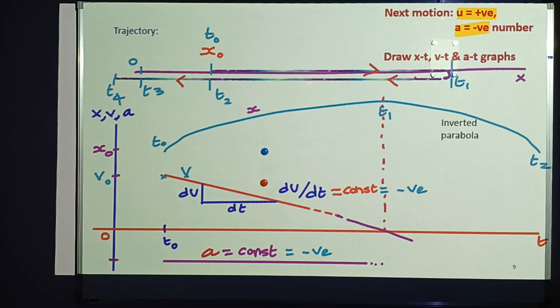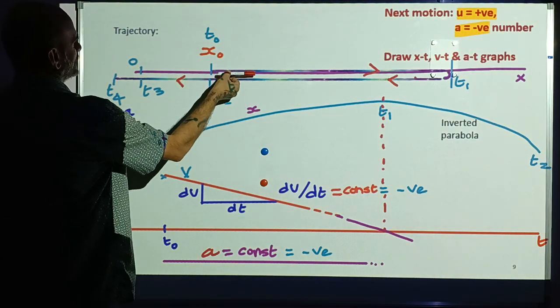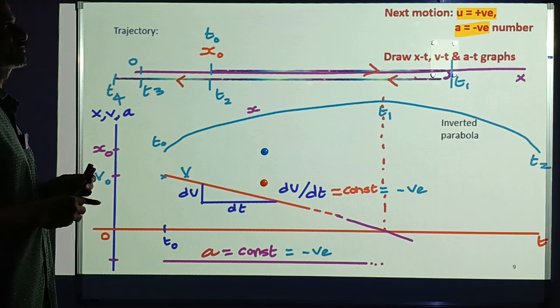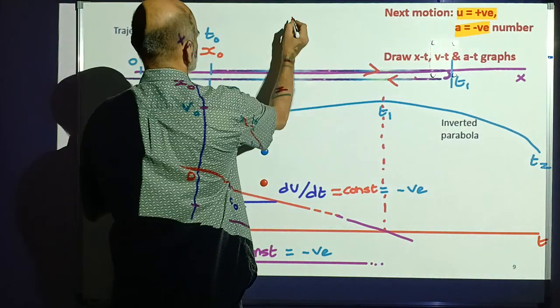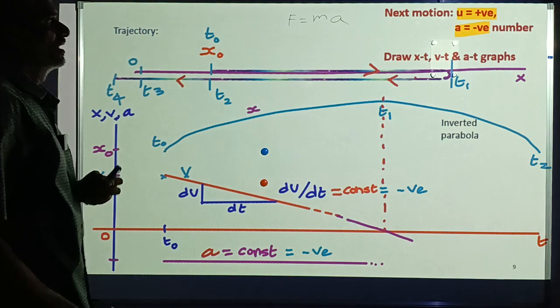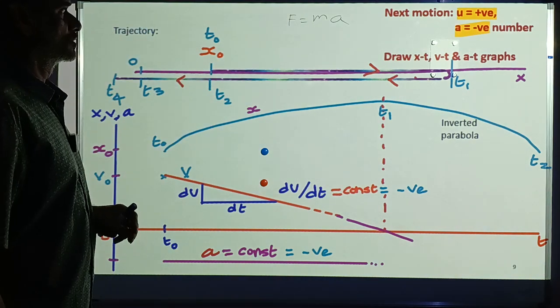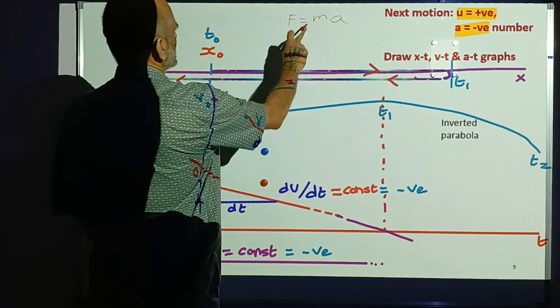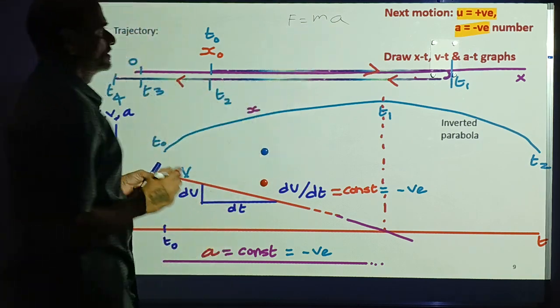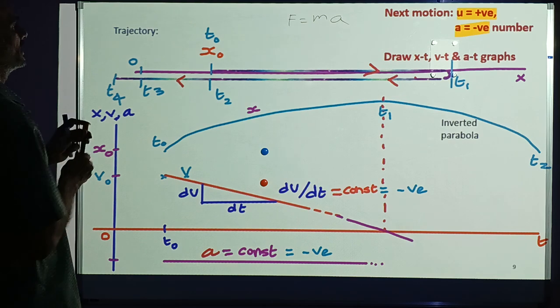Next one is u is positive, but acceleration is negative, in the sense that it's in the negative x direction. Acceleration is the same as force, because according to Newton's second law, force is mass times acceleration. Mass is a number if it is a constant mass, which is most probably true. So to understand acceleration, if you understand force, it's easy to understand acceleration. Acceleration negative means force is in the negative x direction.